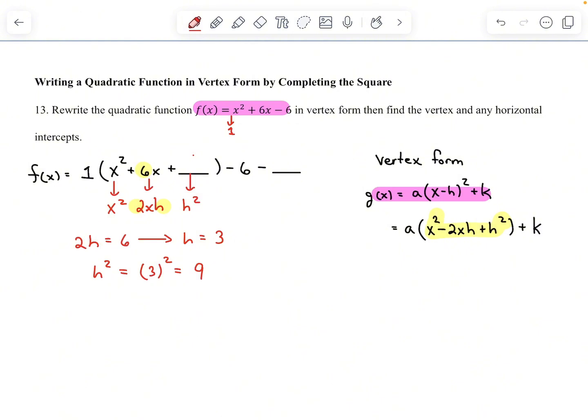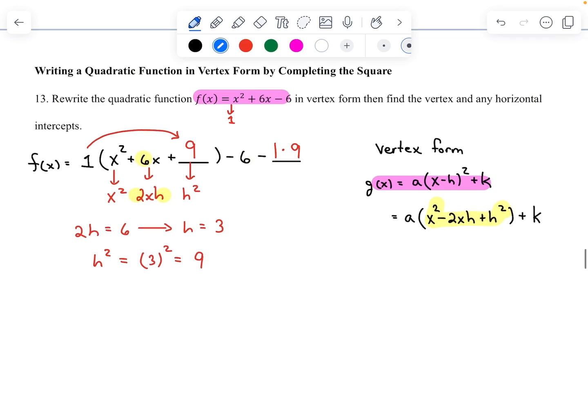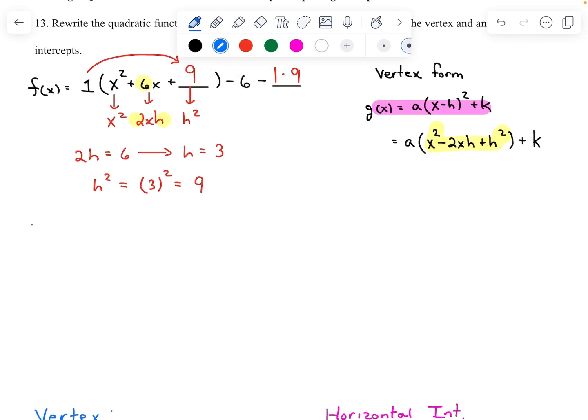So in the first blank, I'm going to place a positive 9. In the second blank, I'm going to place a 1 times a positive 9. Now what I'm going to do is clean the function up a little bit. I'm just going to rewrite it so it looks a little neater. So we have f of x is equal to 1 times x squared plus 6x plus 9 minus 6 minus 9.